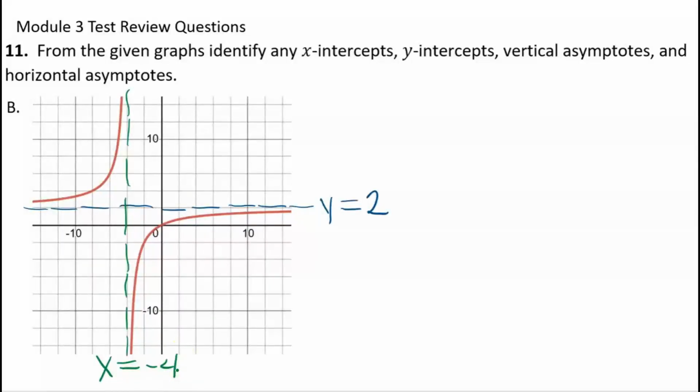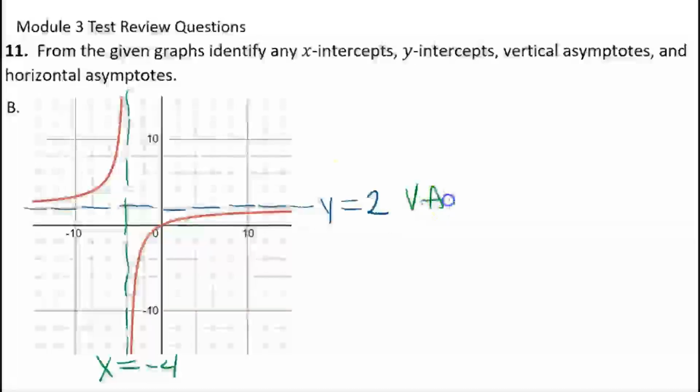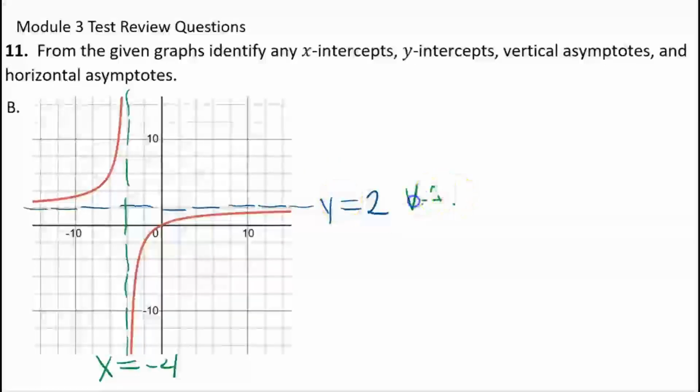Now, what did we just find out here? Well, y equals 2 is your vertical asymptote, because they're always, let me say that. That's not right, right? How about your horizontal asymptote? Because it's a horizontal line, it's this one. And x equals negative 4, the green vertical one, is your vertical asymptote.